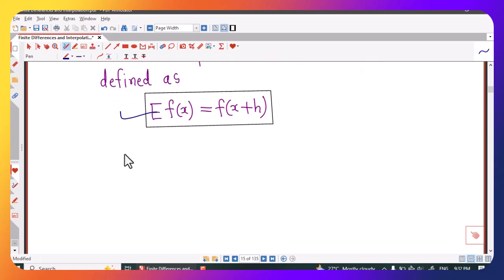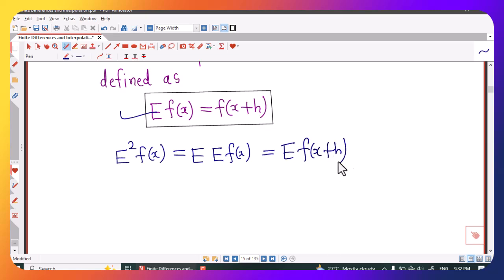We can define kth power of shift operator. Suppose I am interested in the second power of shift operator, then this is nothing but E times E of f(x). E of f(x) is f of x plus h, and we are again applying operator E to f of x plus h. So this is going to be f of x plus h plus h. That means f of x plus 2h.